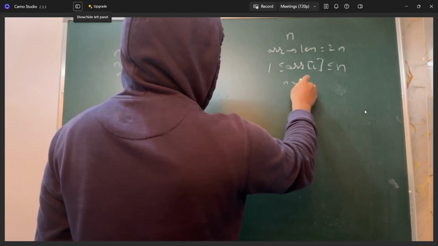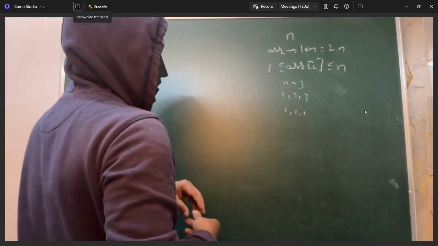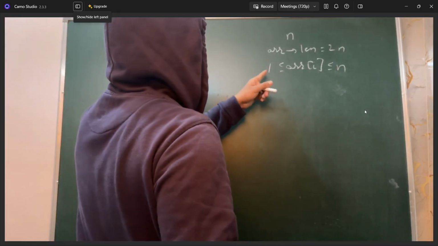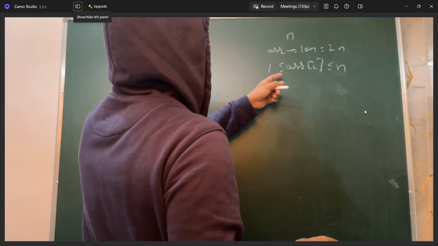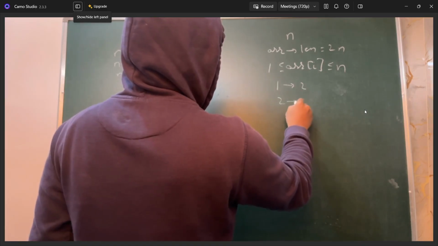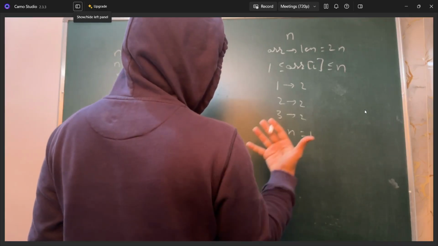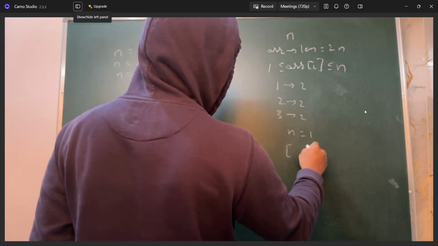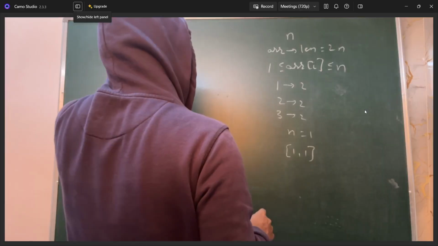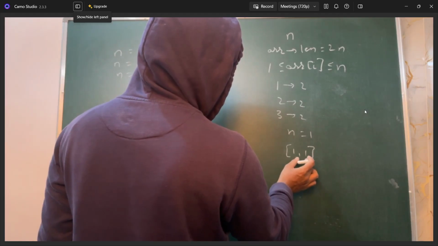For n equal to 3, you could do 1 2 3, or you could take 1 1 1. But in the question they have given a specific thing: the array length is 2n, and every array element from 1 to n has to occur twice. Like 1 should occur 2 times, 2 should occur 2 times, 3 should occur 2 times. When n is equal to 1, your array length will be 2, and the array elements should be 1 1, because they should be from 1 to n.